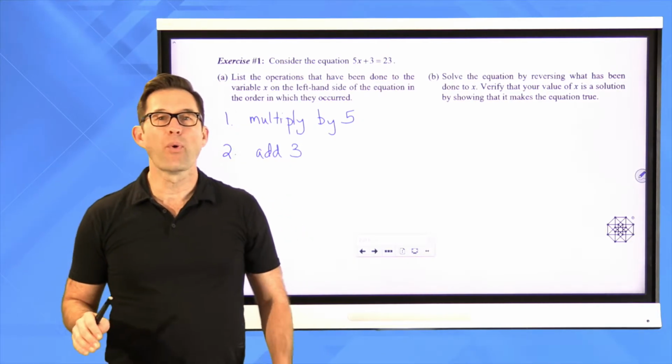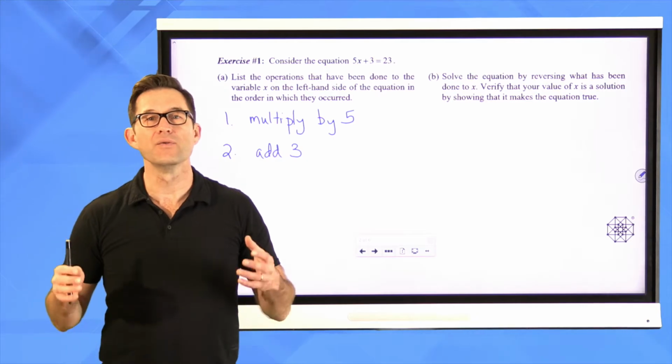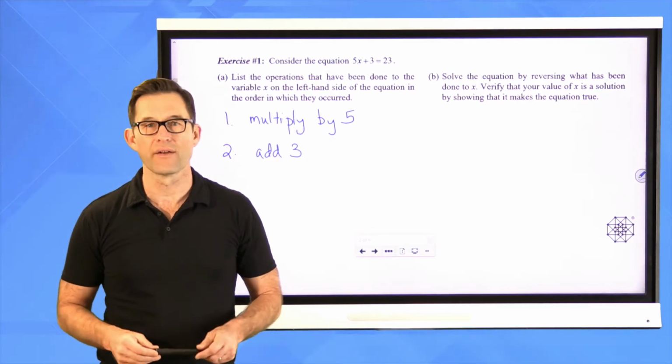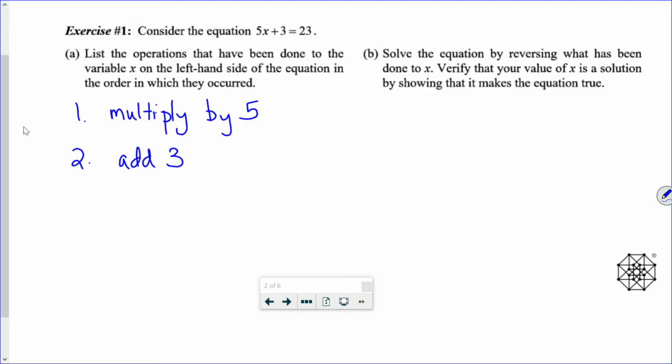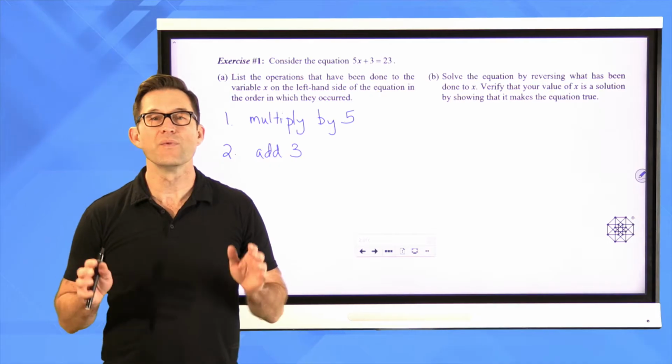Now, why is it so important that we can identify those operations? Well, that gets us into letter B. So let's take a look at that. Solve the equation by reversing what has been done to x. Verify that your value of x is a solution by showing that it makes the equation true. All right, so this is absolutely key.